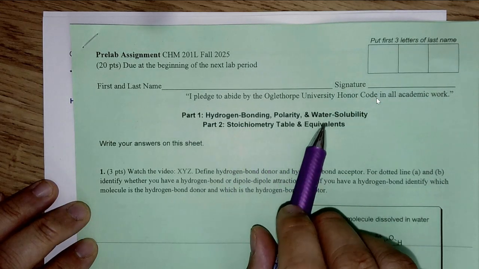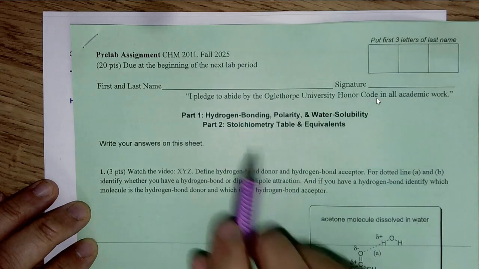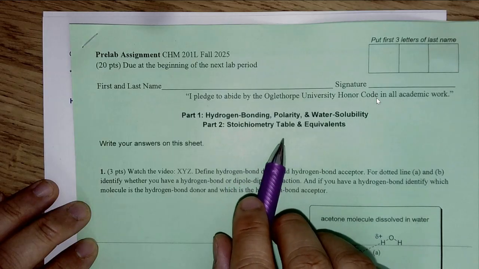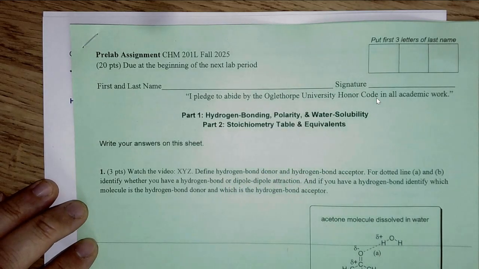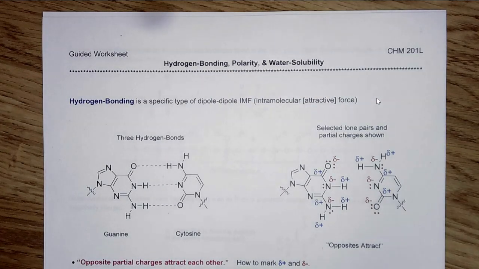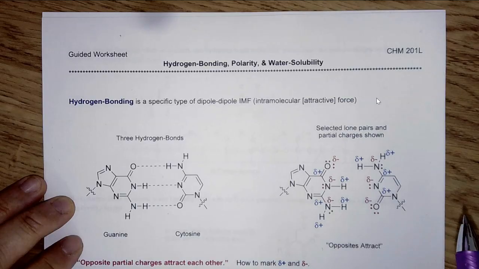water solubility. In a different video, I'll talk about answering questions about stoichiometry tables and equivalence. That would be part 2. But this video is just for the hydrogen bonding, polarity, and water solubility part.